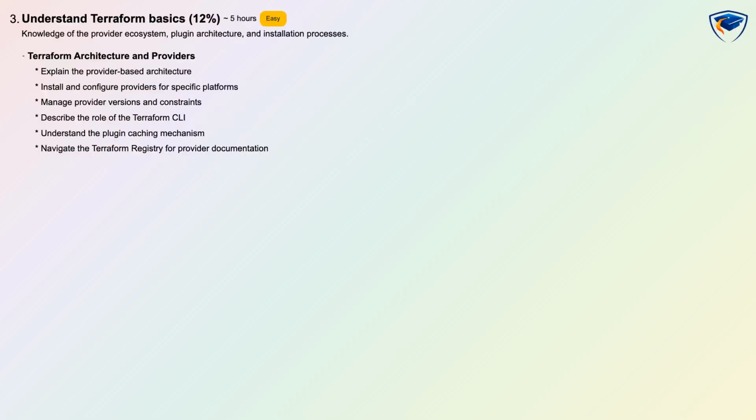In the Understand Terraform Basics domain, you will gain a fundamental understanding of Terraform's provider ecosystem, plugin architecture, and installation processes. This includes learning about provider-based architecture, installing and configuring providers, managing provider versions, and understanding the role of the Terraform CLI. This domain also covers plugin caching mechanisms and how to navigate the Terraform registry for provider documentation, accounting for 12% of the exam. This domain is considered easy, requiring around 5 hours of study time.